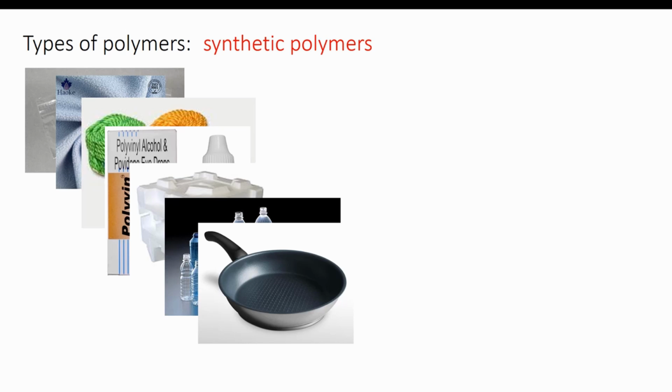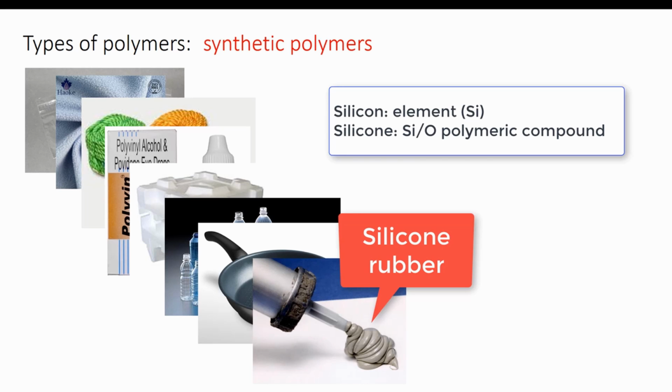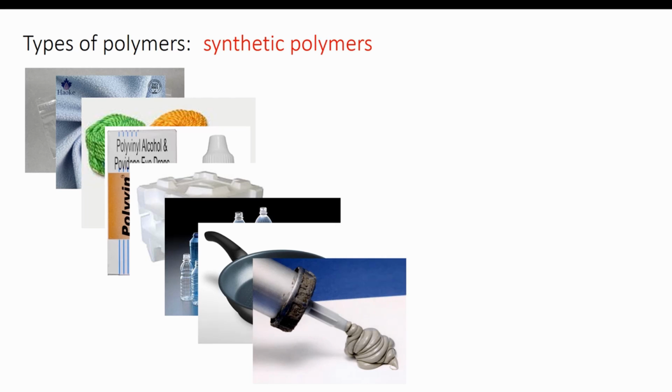The most common of these is silicon rubber, which is silicon-based. Note that silicon is the element and silicone is the polymer, which is a compound with oxygen. It's used for glues, waterproof seals, and non-stick materials like flexible baking trays.